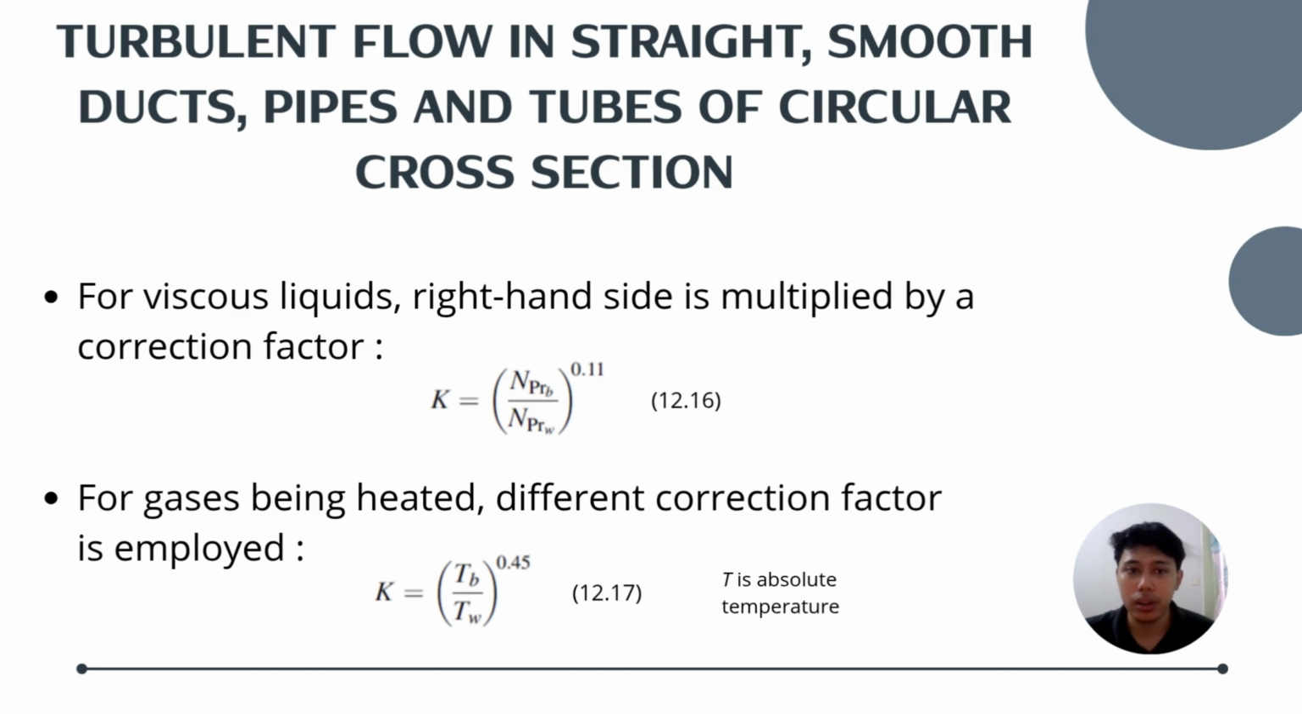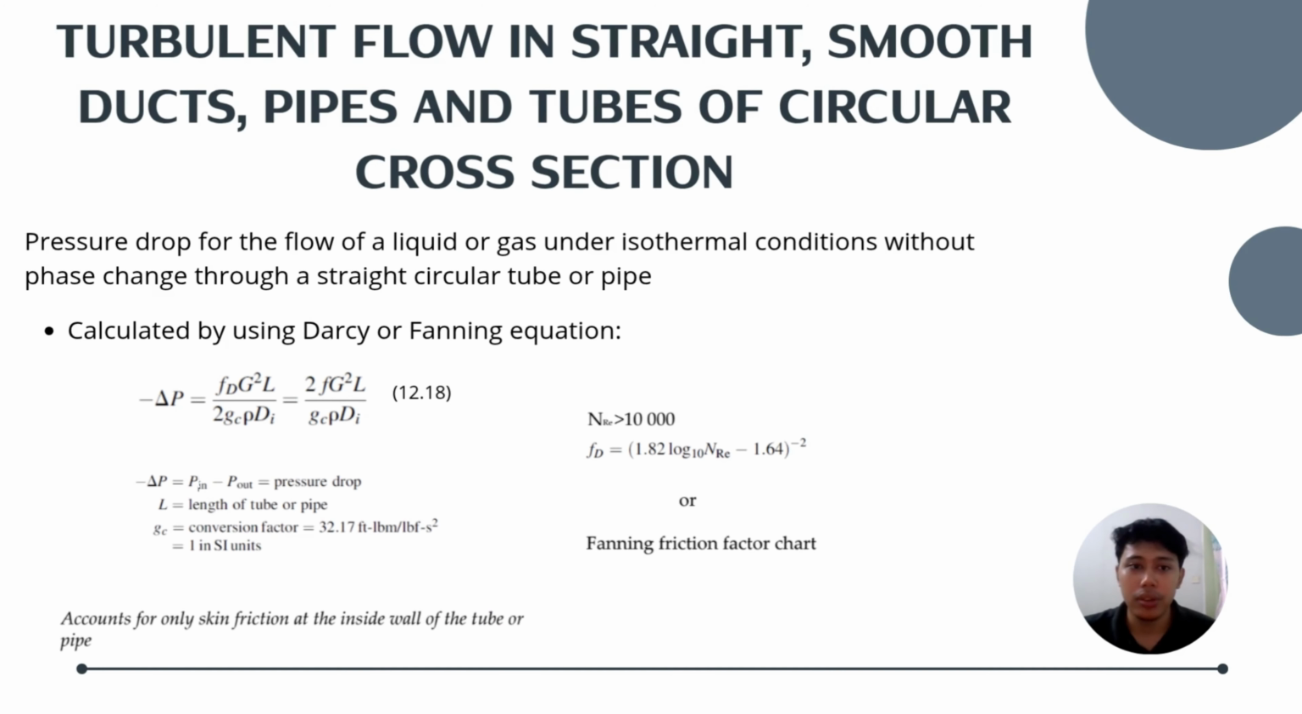For viscous liquids, a correction factor is applied as shown in equation 12.16, and for gases being heated, a different correction factor is used where the temperature is expressed in absolute terms. Now, besides heat transfer, we must also consider pressure drop in the system. For isothermal flow without phase change, the pressure drop in a straight circular tube is calculated using the Darcy or Fanning equation. These equations account only for skin friction at the inner wall of the pipe, and the friction factor can be obtained from a Fanning friction factor chart.